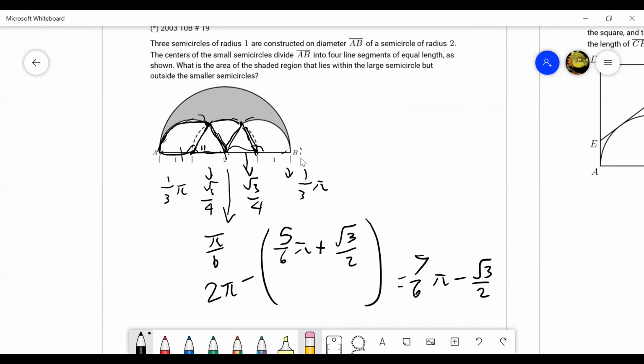All right. Does anyone have any questions on this problem?